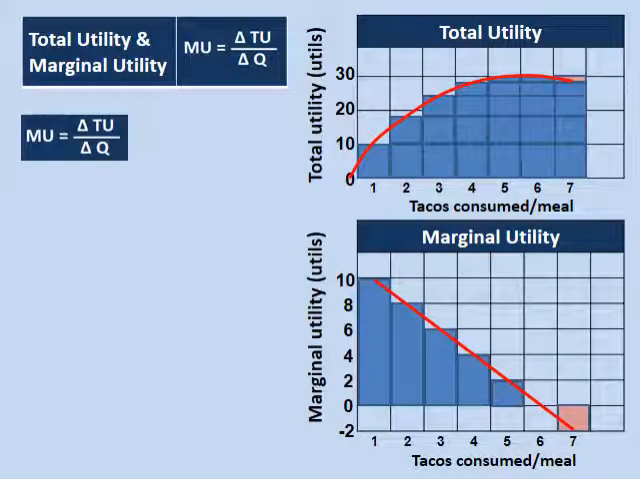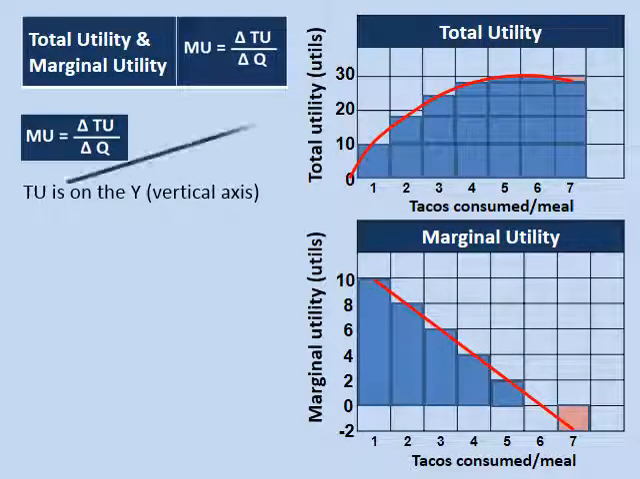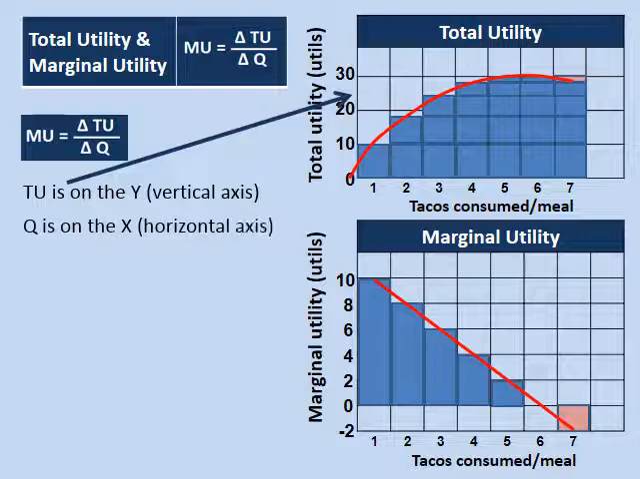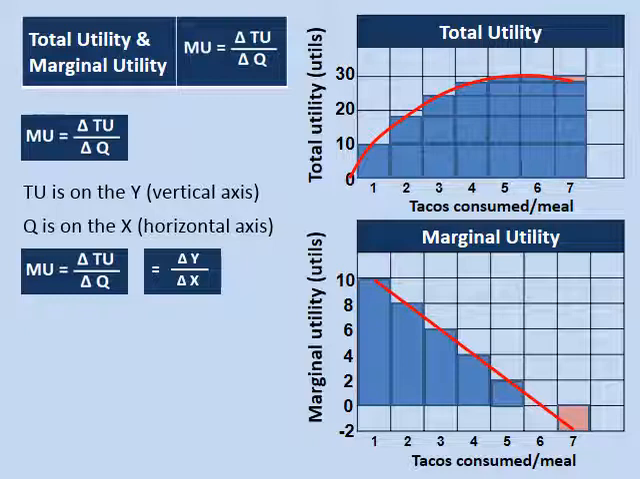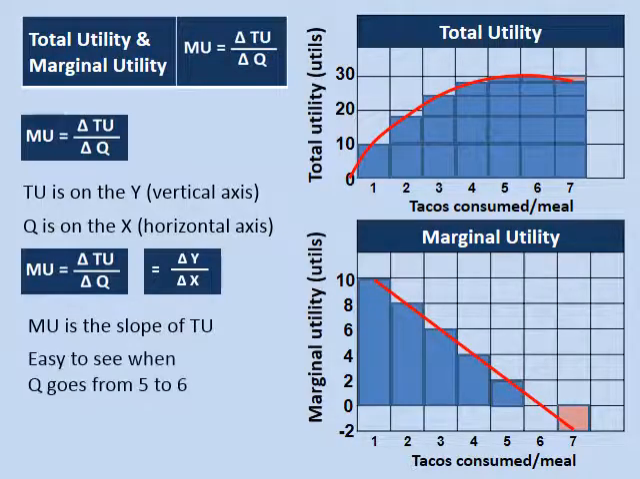So marginal utility is change in total utility divided by change in quantity. Total utility is on the vertical axis, quantity is on the horizontal axis. So marginal utility, which is change in total utility over change in quantity, is the change in what's on the y-axis divided by the change in what's on the x-axis. But that's just the slope. So the slope of total utility is the marginal utility.